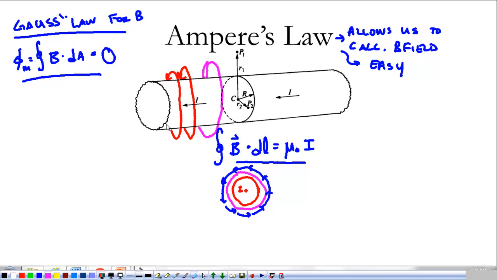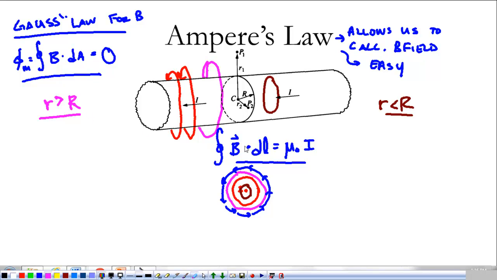The purple one will be for outside. That'll be for the radius of my loop, little r, greater than the radius of the cylinder. That'll be one Amperian loop. And the other Amperian loop we do will be sort of inside, right here, point P2, the brown one. So that will be for the radius of my loop smaller than the radius of the cylinder. Now we'll look at the outside case first. It's the easiest one to deal with.